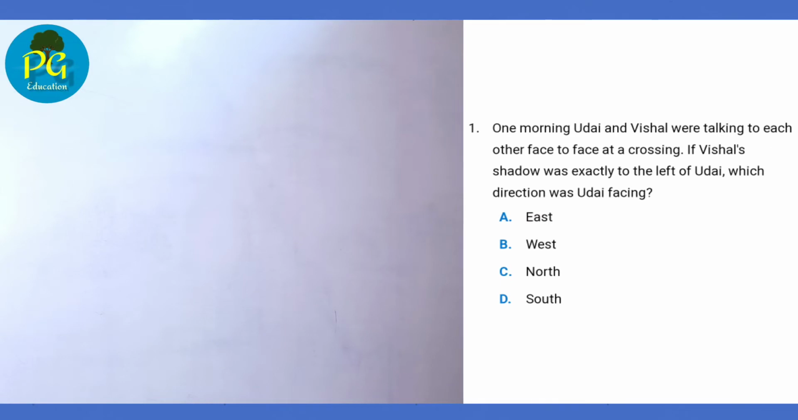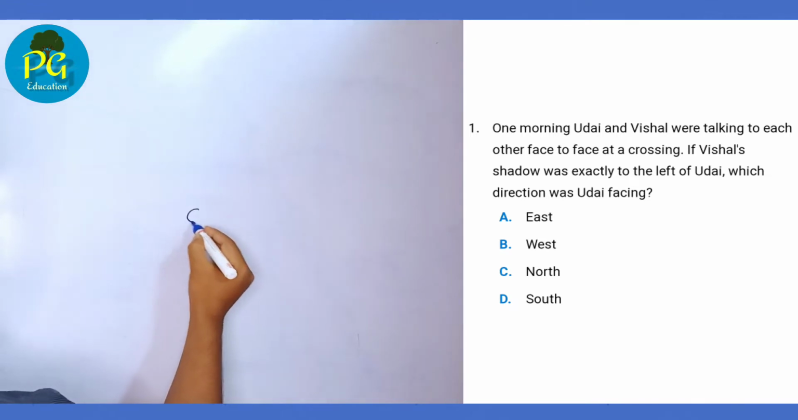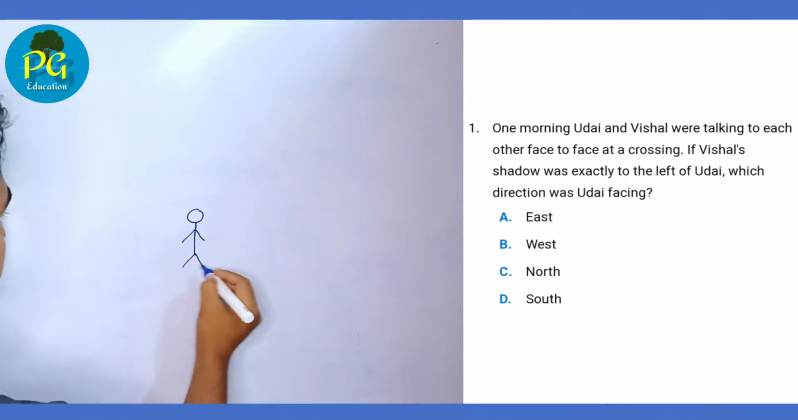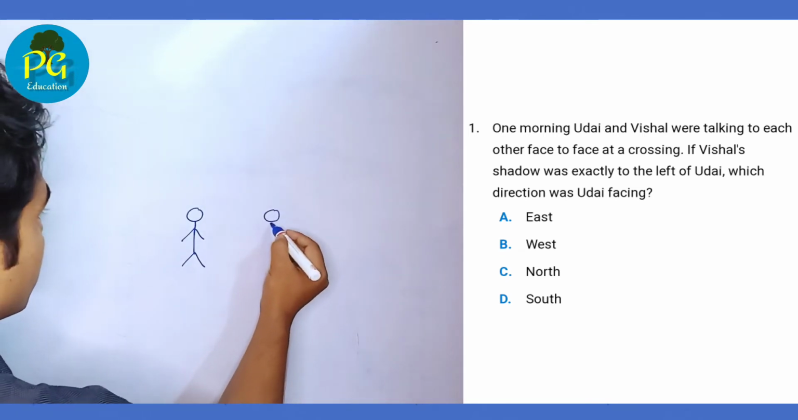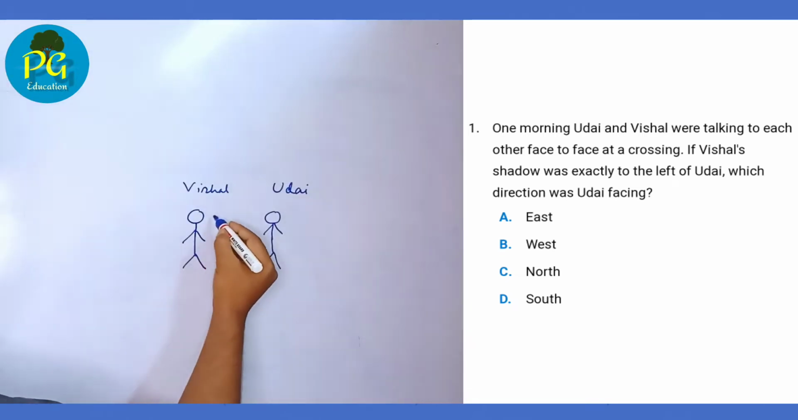Question number 1. One morning, Uday and Vishal were talking to each other face to face at a crossing. If Vishal's shadow was exactly to the left of Uday, which direction was Uday facing? Options are A. East, B. West, C. North, and D. South. Suppose this is Vishal and this is Uday, facing each other.